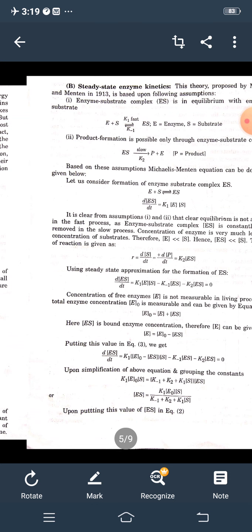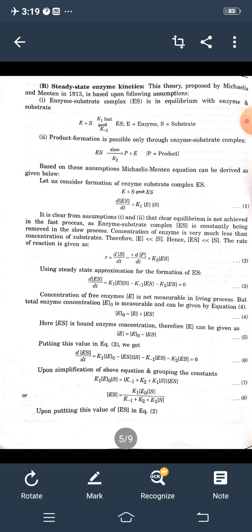The second part is steady state enzyme kinetics. This theory, proposed by Michaelis and Menten in 1913, is based upon the following assumptions. First, the enzyme substrate complex ES is in equilibrium with the enzyme and substrate, meaning E plus S gives rise to ES, where E is the enzyme and S is the substrate. Secondly, product formation is possible only through the enzyme substrate complex, meaning the ES formed in the first step gives rise to product plus E.